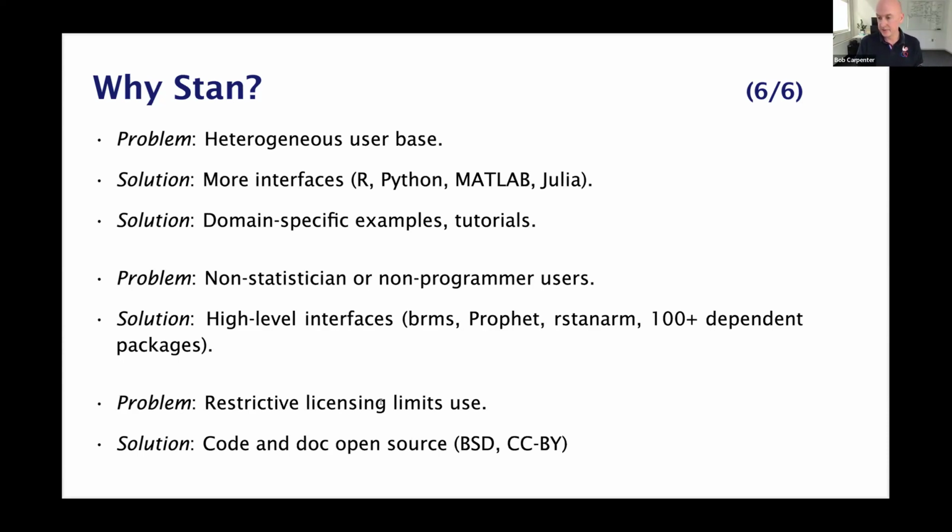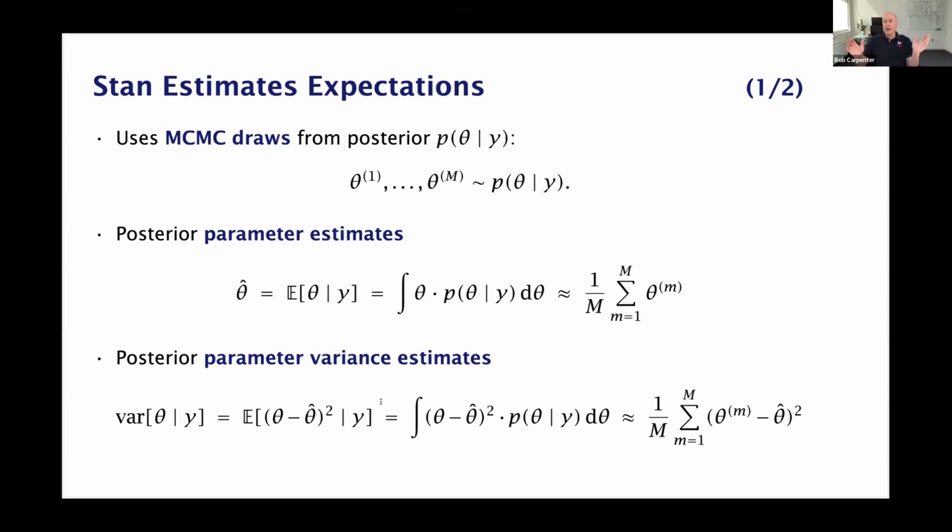Also, I didn't like all the restrictive licensing of all the other packages, so we just made everything open source. We made it BSD licensed and Creative Commons licensed for the doc to make it as reusable as possible. This is really critical if you want companies to use and contribute to this, not having things be GPL. Anyway, what does Stan do?